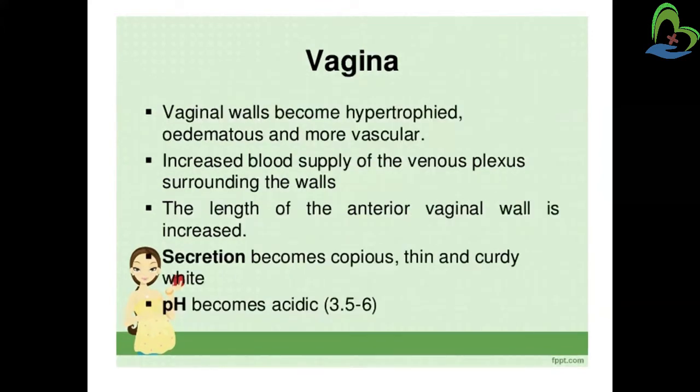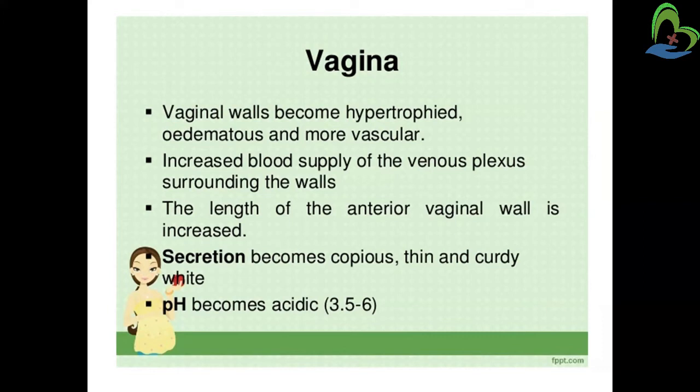Then the vagina. Vaginal walls become hypertrophied, edematous and more circular. This is the same as the previous slide on the vulva. Then there is increased blood supply of the venous plexus surrounding the walls. The venous plexus is the arteries or uterine arteries that supply blood to the uterus and the surrounding organs. The length of the anterior vaginal wall is increased.